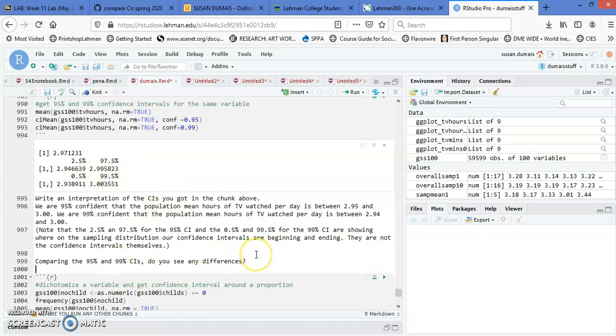So we can say the 99% confidence interval is slightly wider than the 95% CI. It covers more area. Okay.